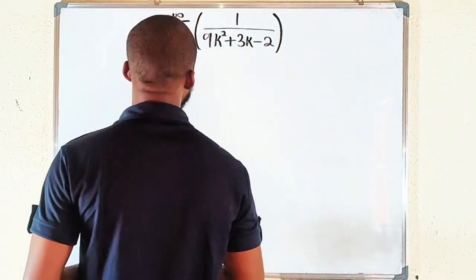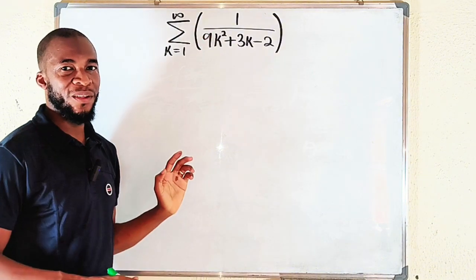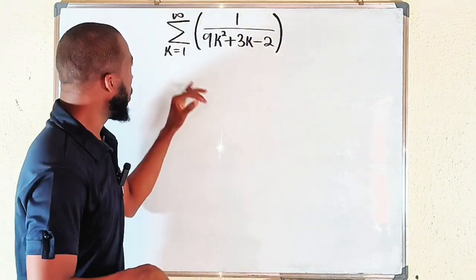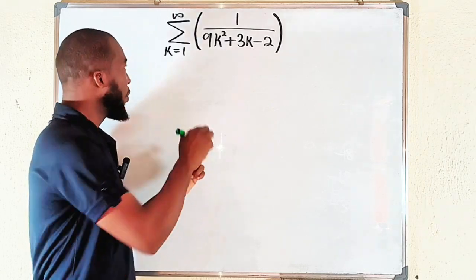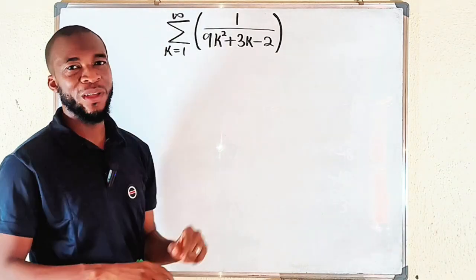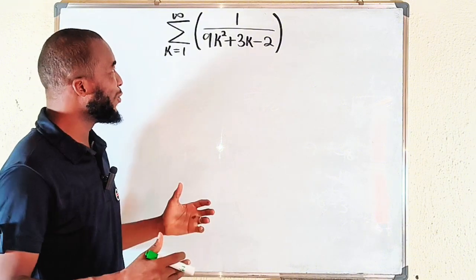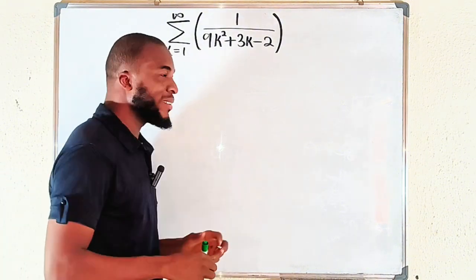Let's get started. We would like to evaluate this from 1 to infinity. What does it mean? It means that when k equals 1, plug it here, evaluate, plus. When k equals 2, plug it here, evaluate, plus, up to infinity. I know this is a convergent series; I have tested it already.